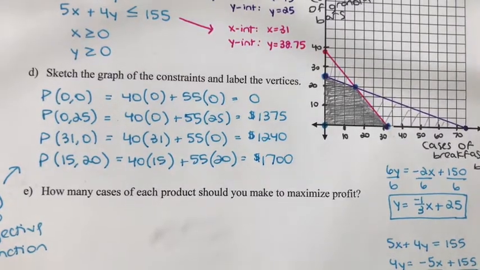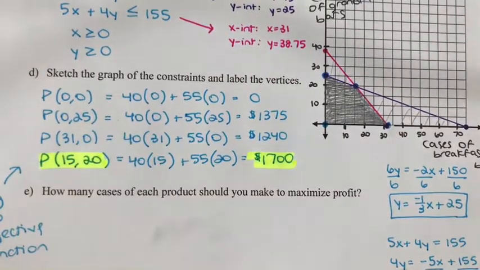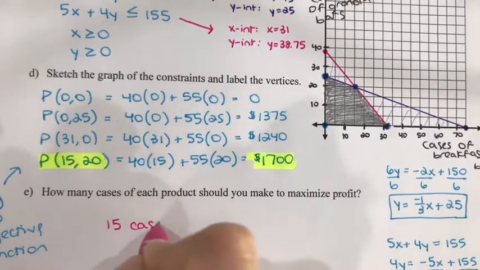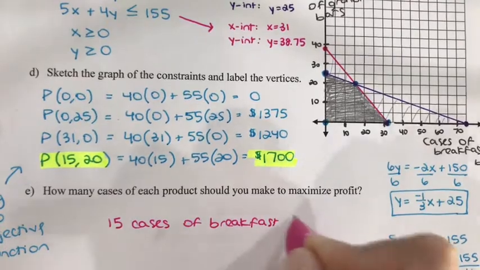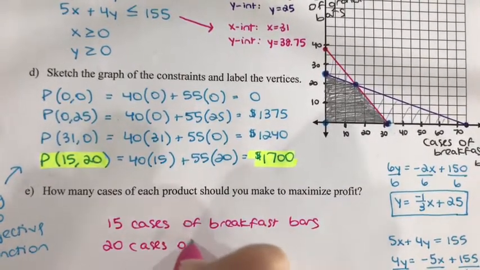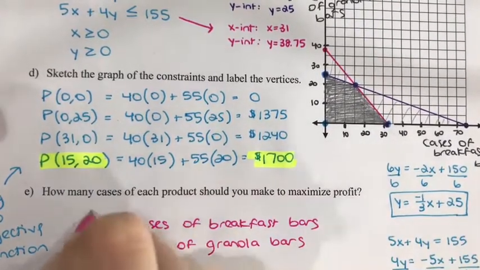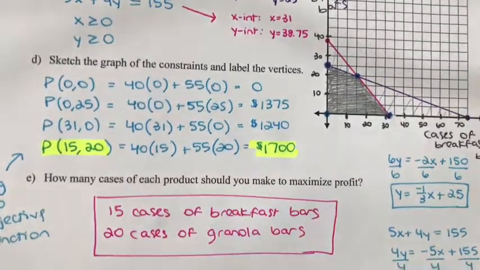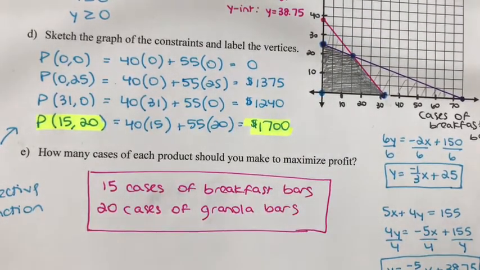So if we're trying to get a maximum profit, it appears that having 15 cases of breakfast bars and 20 cases of granola bars would be our optimal situation. And so we just did an entire linear programming problem from start to finish.